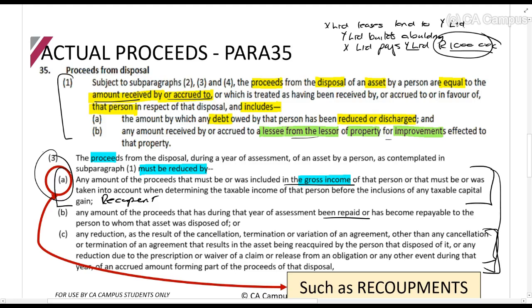Right, this is the most important one. If you have recoupment, you deduct it from proceeds. Now, I want you to make sure you hear what I'm saying there. You only deduct the proceeds.